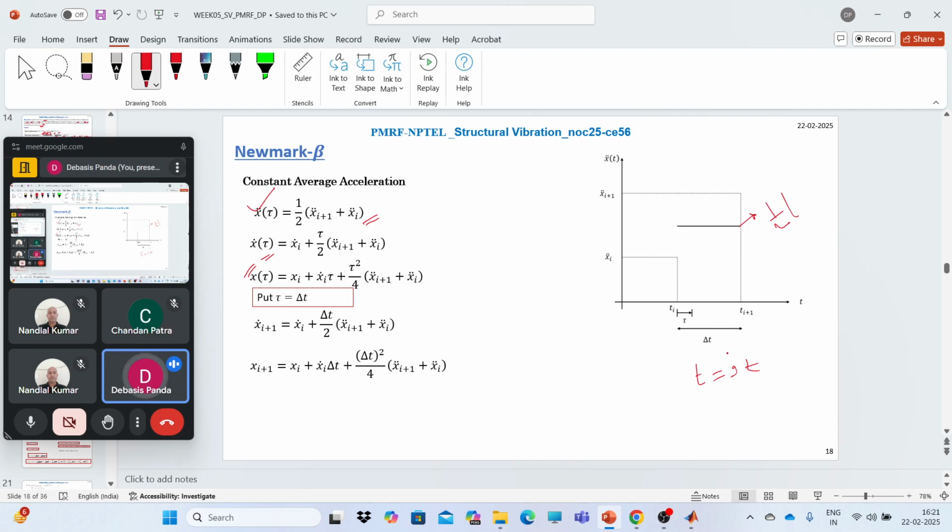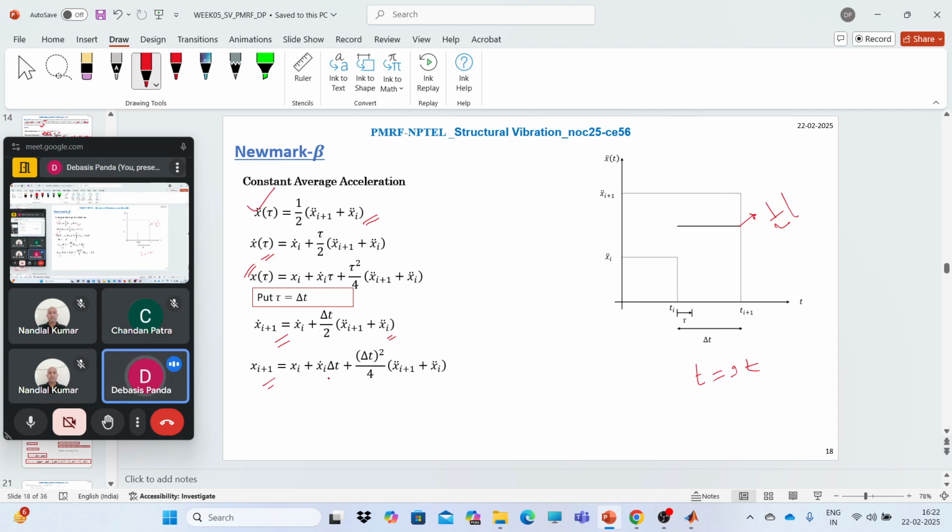That means on the next point, because in between i and i plus 1 we have the time interval del t. So obviously at time t i plus 1, what will be the response? X dot i plus 1 will be, just put tau equals del t in this previous expression. You will have xi dot plus del t by 2 times xi plus 1 double dot plus xi double dot. Similarly, if I integrate this, I will get the displacement at xi plus 1.